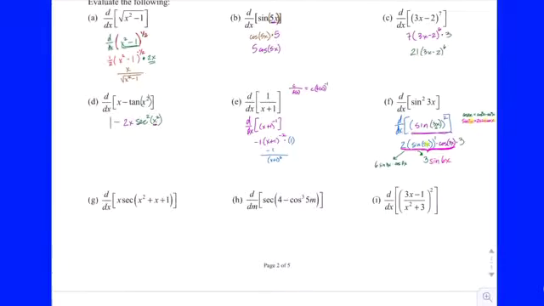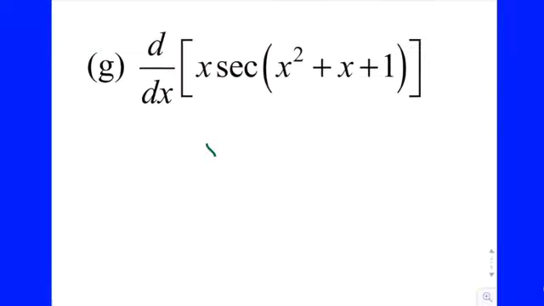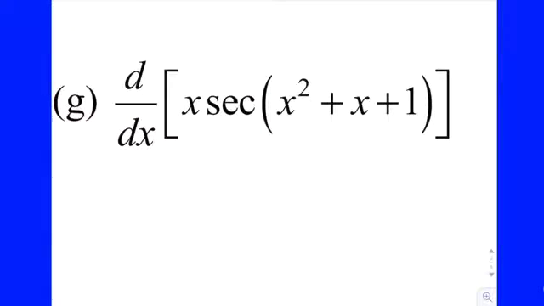All right, I think we have time for maybe one more. Let's finish strong with this ugly one. You walk up to the problem, and you're like, what's up, problem? X secant? What operation is between there? Multiplication. That's x times secant of blob. So what rule do we use out of the box here? Product rule. Excellent.